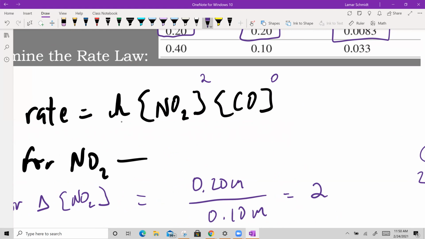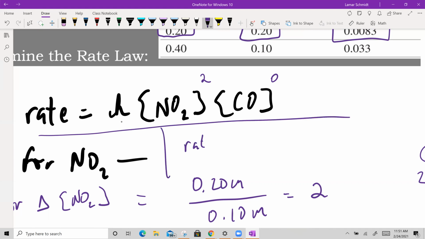So now, what is the overall order of the reaction? 2. It's 2 plus 0, right? So we already have the rate law written, because we wrote a generic one with variables, right? And we plug those in. Now this can be written another way. Because remember, anytime you have something to the 0 power, what does it become? 1. So actually, this is not wrong to write it this way, but it can be expressed another way.